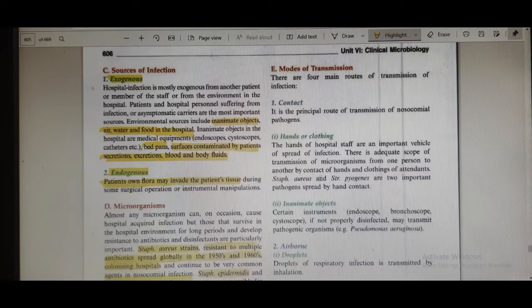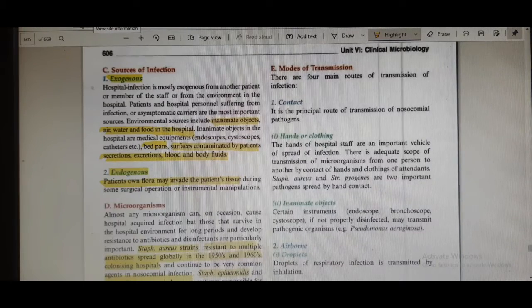Hey everyone, welcome to another video, which is the second video on hospital acquired infection. In the previous video, we studied the definition, factors causing infections, sources of infections, and the microorganisms causing hospital acquired infection. In this video, we'll be studying the modes of transmission of the infections.